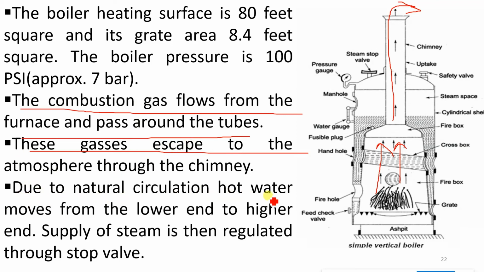Due to natural circulation, hot water moves from the lower end to the higher end. As it gets heated, it moves in the upper direction, and steam is collected at the top. As the water level decreases and the steam level increases, water is supplied from the feed check valve, and the steam is supplied to the application area with the help of the steam stop valve.